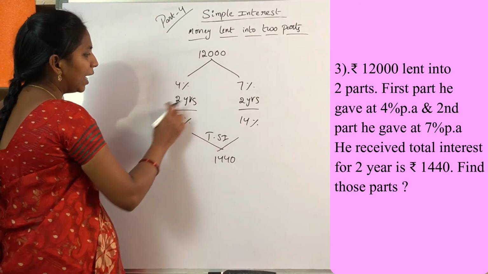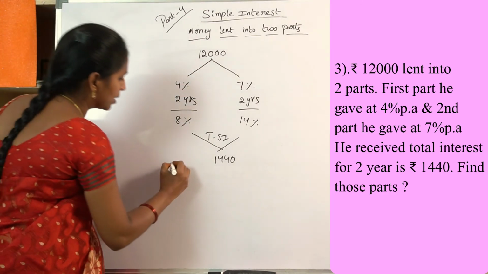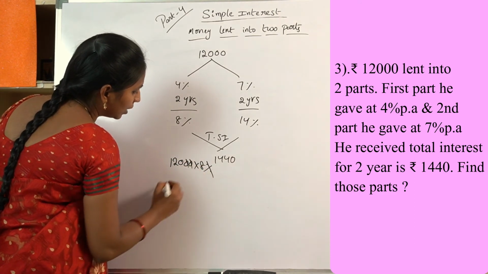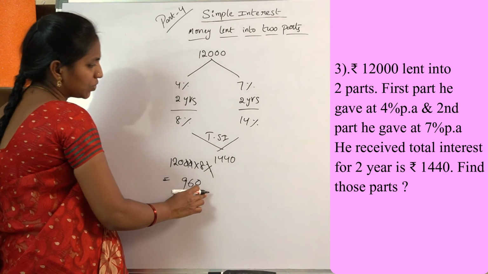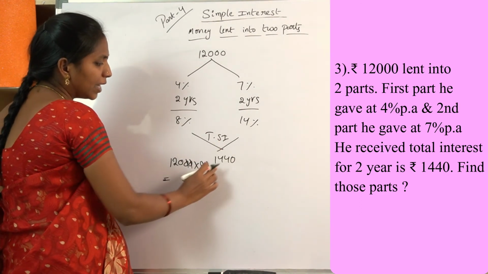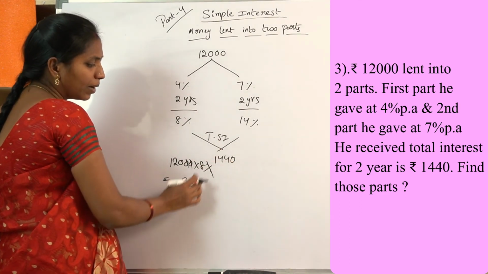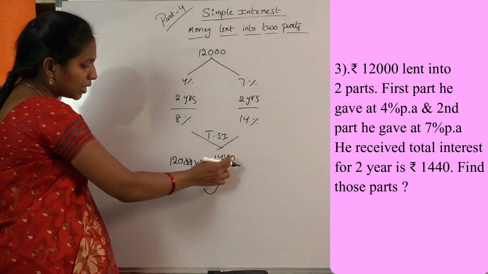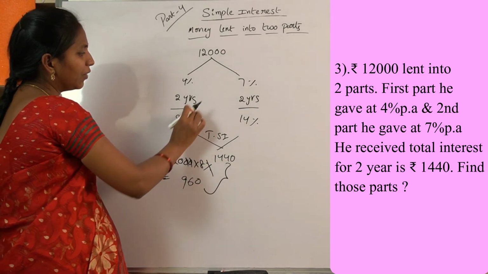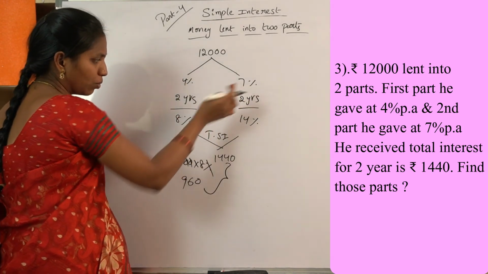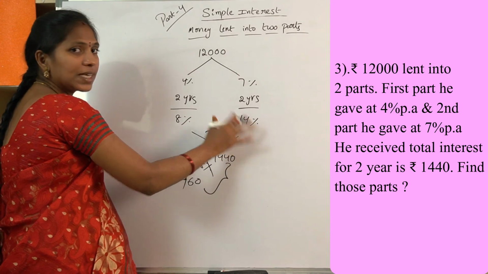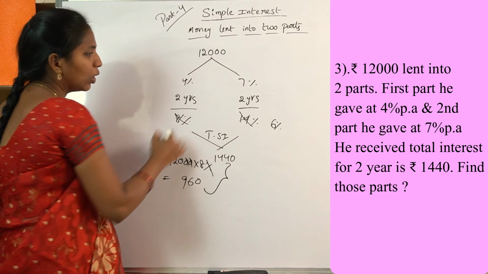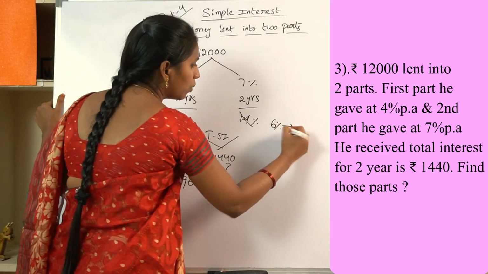Now calculate 8% on 12,000 rupees. 12,000 into 8%. Then what is the result? 960. Here total simple interest is 1440. 8% of this amount is 960. Take the difference in between these two and take the difference in between these two, not these two. Okay. What is the difference? 6%. Here 6% is extra. Okay. 6% is equal to how much?